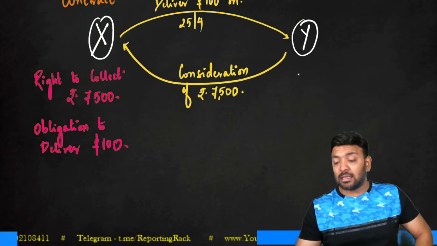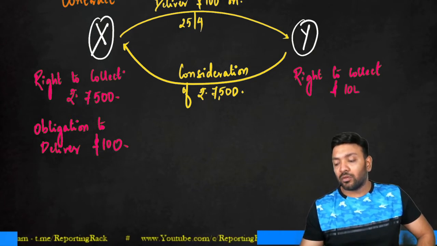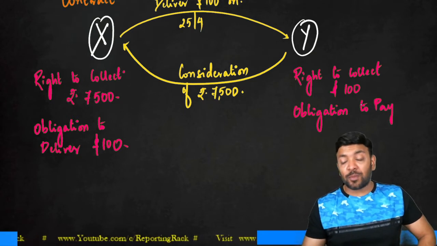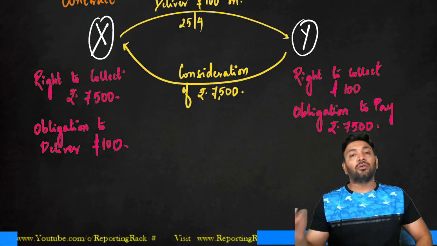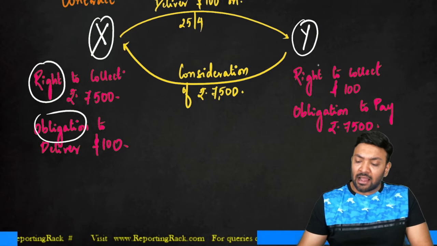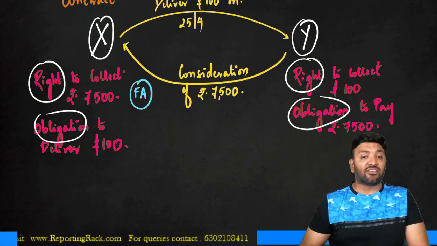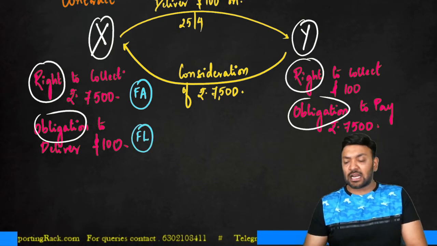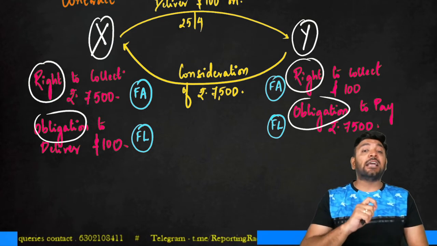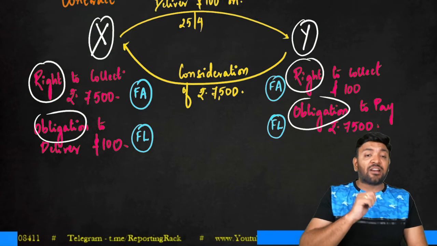If I write it for Y Limited, he has a right to collect $100 and he has an obligation to pay ₹7,500. So therefore, there is an exchange. I have a right along with an obligation. These rights are financial assets, the right to receive cash, and the obligation to deliver cash is a financial liability. So each enterprise is exchanging their financial assets and financial liability. X is exchanging its dollars for cash in rupees.